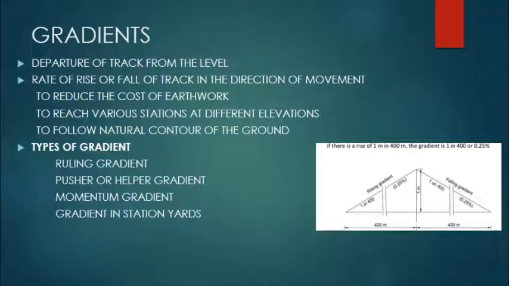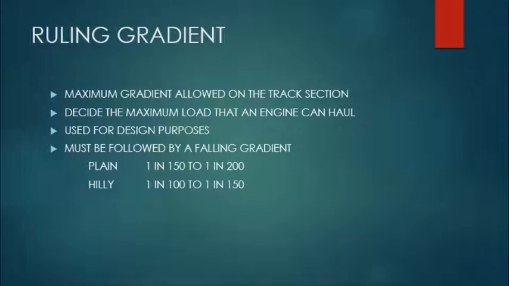Various gradients are used on railway tracks and they can be classified under the following heads: rolling gradient, pusher or helper gradient, momentum gradient, and gradient in station yards. First one, rolling gradient. The rolling gradient on a section may be defined as the gradient which determines the maximum load that the engine can haul on the section. In other words, it is the maximum gradient allowed on the track section.